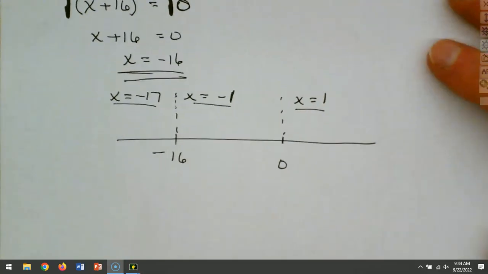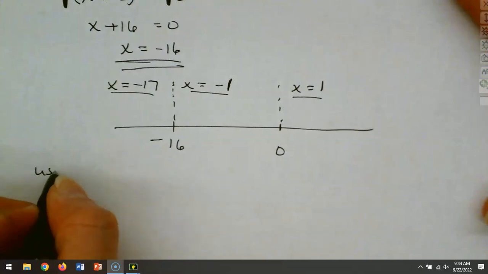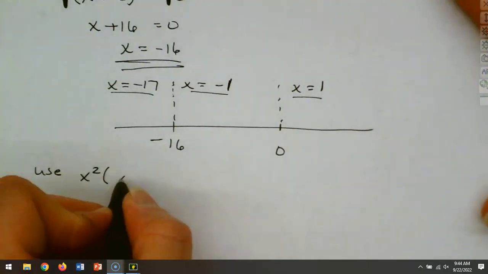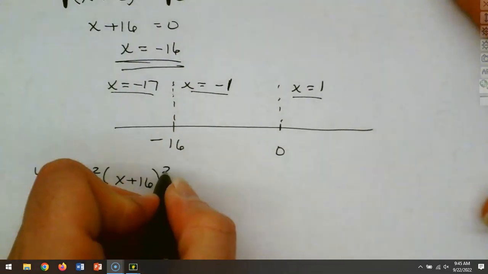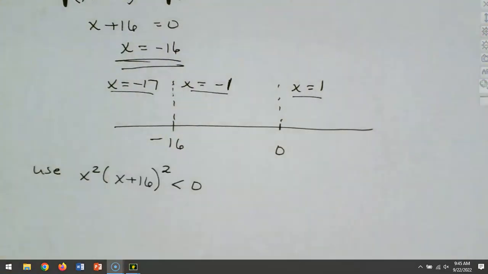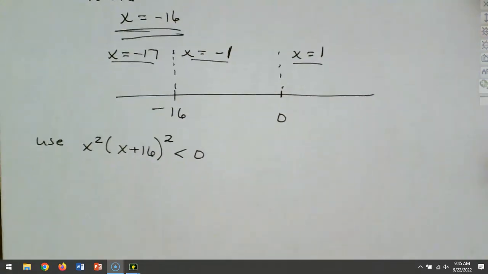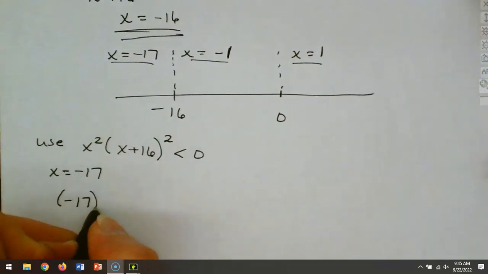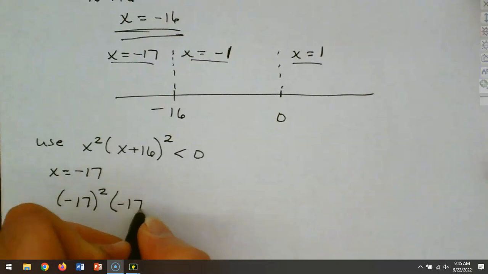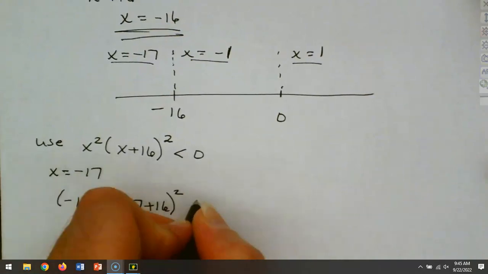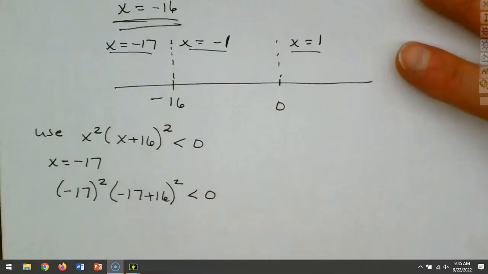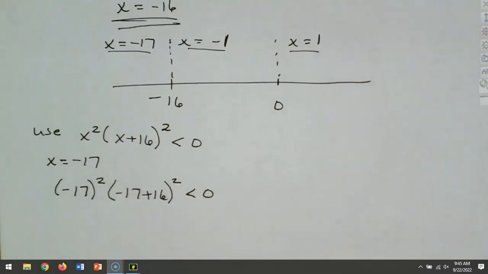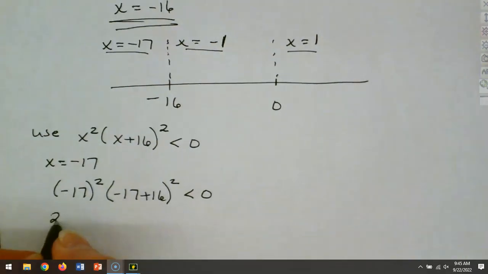So let's go ahead and plug our values in. We're going to have to use x squared times (x plus 16) squared is less than 0 to check. So let's start with negative 17. You can check signs, or we'll just go ahead and work it out completely. You can also get by just by checking signs, but let's work it out and see the number. So 17 squared is 289.